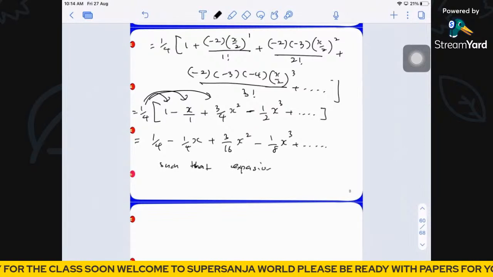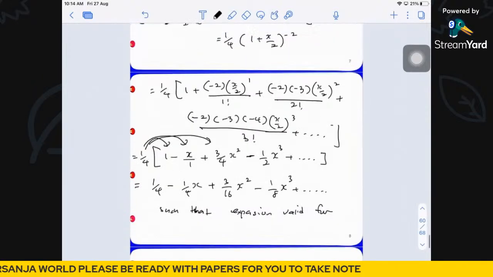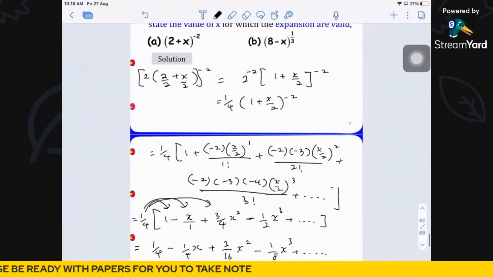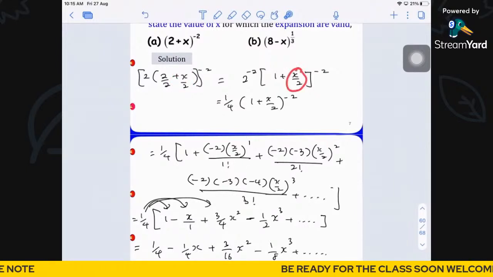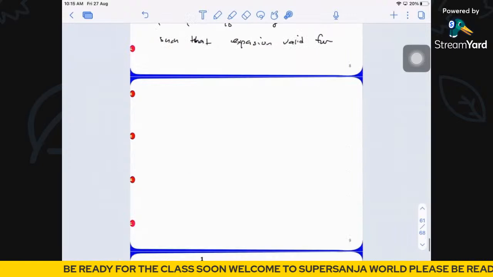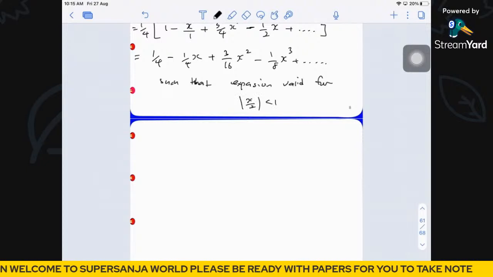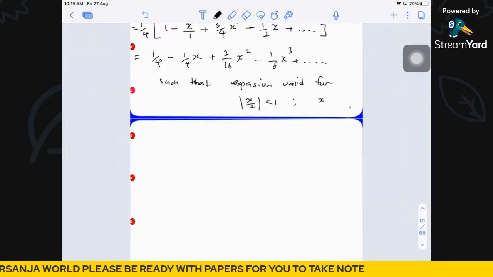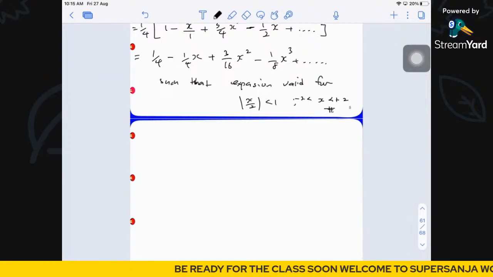Such that the expansion is valid for, this must always be written. What is the b? Look at the b there. Now the b is from here. This is the b, x over 2. Understand? x over 2. So we know that it is valid for modulus of x over 2 less than 1. Therefore, you can write it like this, between positive 2 and negative 2. Understand? Positive 2 and negative 2. So normally we write down both, easier to see that way.